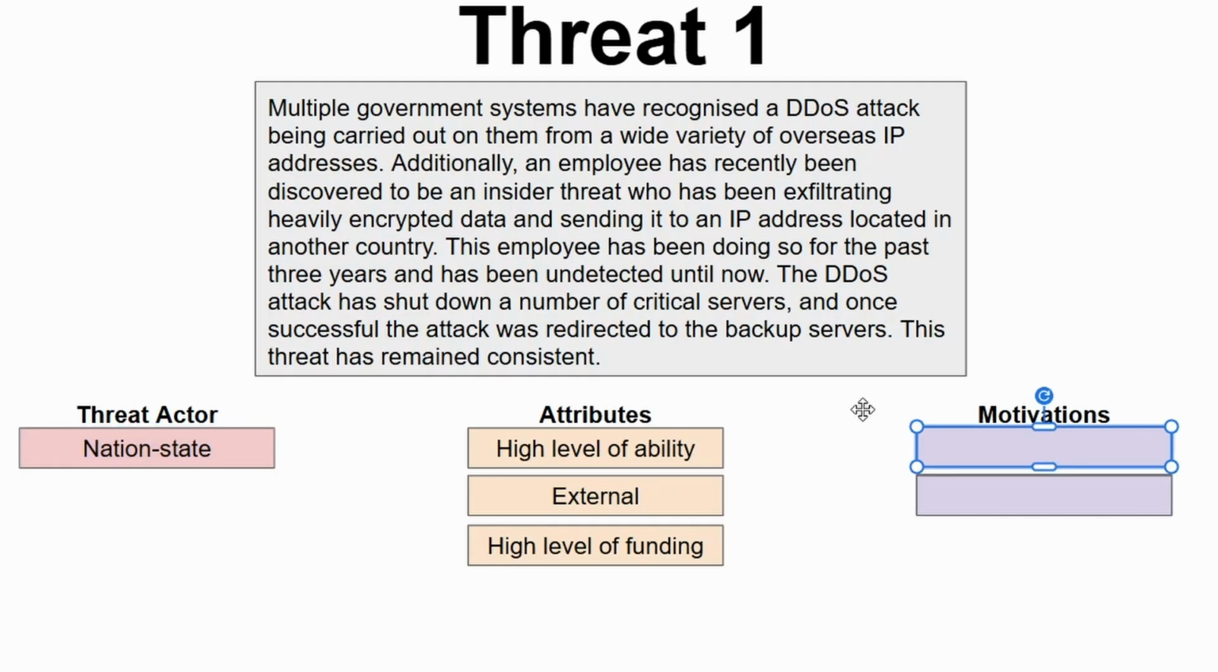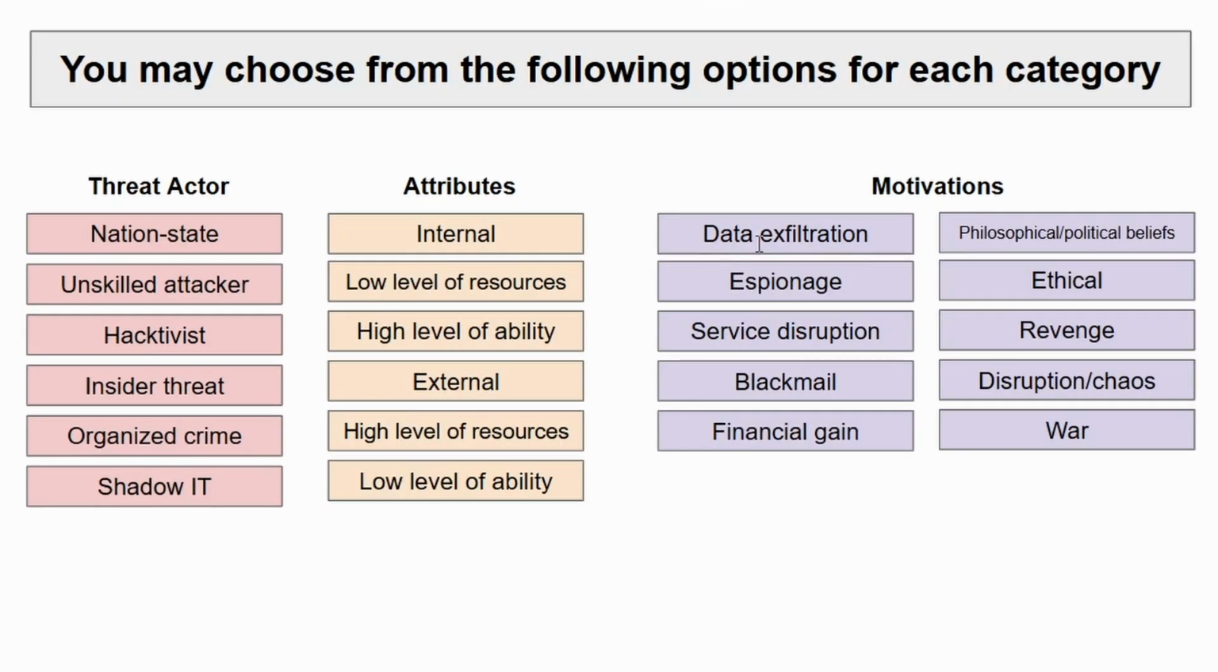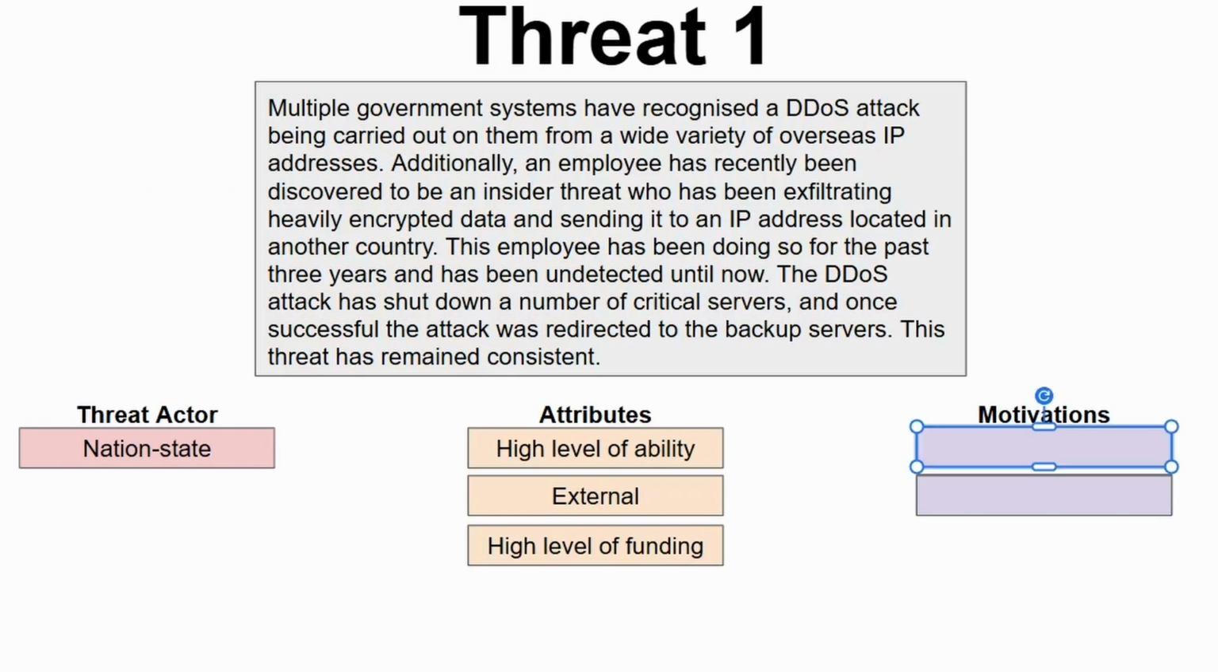Now, what are the motivations here? We have to select from the motivations over here. Have a look at those motivations and think about which ones best suit. The first one coming to you in 3, 2, 1 is going to be data exfiltration. They did say that they are exfiltrating highly encrypted data. And the second one is going to be service disruption. A DDoS attack wanted to disrupt a service. All right, service disruption and data exfiltration were their main objectives here.